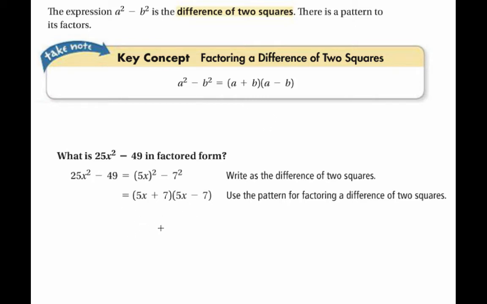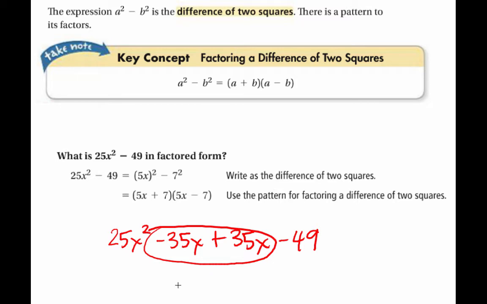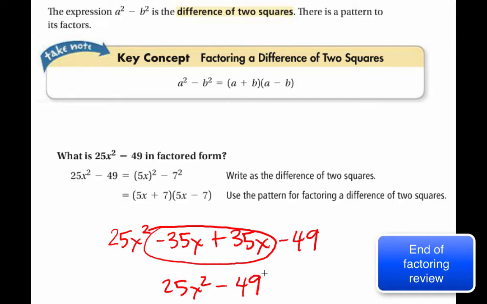If I just use this as an example, if I were to FOIL this back out, I would get 25x squared. My outer product would be minus 35x. My inner product would be positive 35x. And my last would be minus 49. So when I go to combine terms here in the middle, I get 0. What's left is 25x squared minus 49. So that's why that x term is missing, if you will, in a difference of squares.